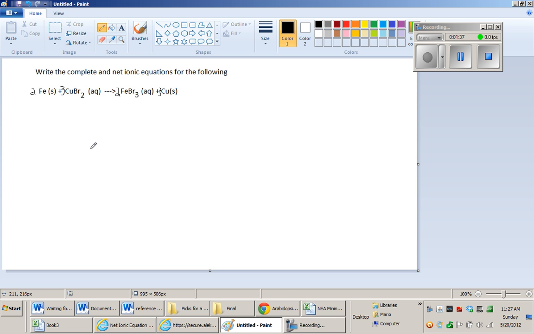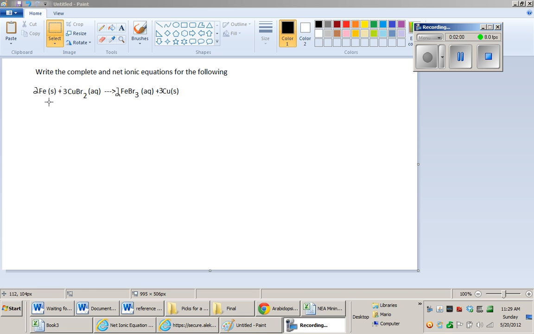We're going to turn it into an ionic equation, and then we're going to write a net ionic equation based on that. Okay, so to write this as an ionic equation, we are going to have to write the ions that have been dissolved in solution as separate charged species. So let's look at those state symbols.